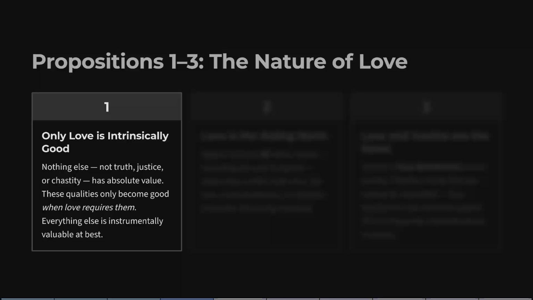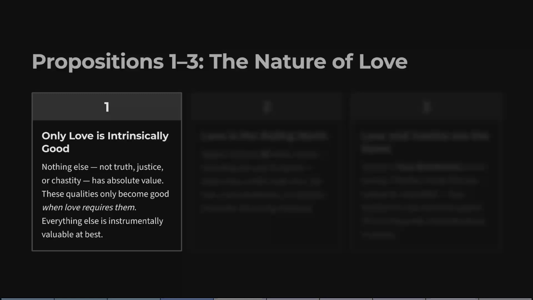nothing else, not truth, not justice, not honesty, not chastity, not loyalty, has absolute moral value in itself. These things are only good when love requires them. The technical term here is intrinsic good, something good in and of itself, independently of consequences. Fletcher is saying that agapē alone qualifies. Everything else is at best instrumentally valuable.